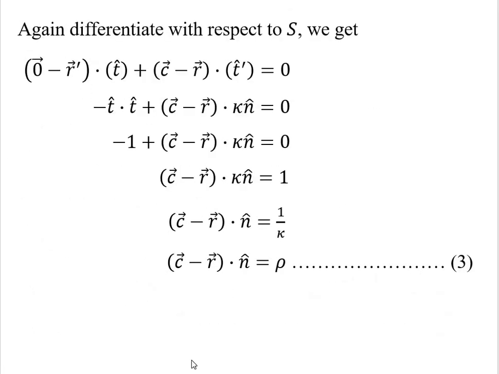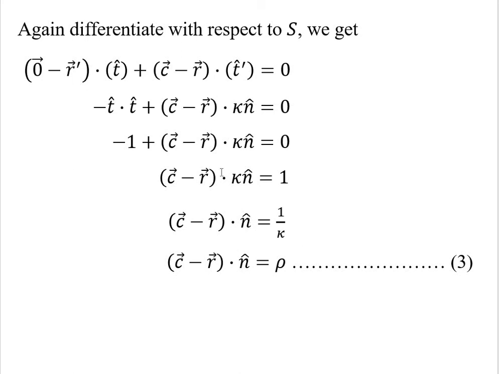So again differentiate with respect to s. We will get C vector minus R vector, where the C vector differentiation is 0, and R vector is R dash, so dot T plus (C vector minus R vector) dot T dash. R dash is the T vector, therefore minus T dot T, and (C vector minus R) dot T dash. By the Serret-Frenet formula we may write kappa n, therefore minus 1 plus T dot T, whose value is minus 1. Therefore minus 1 plus (C vector minus R vector) dot kappa n equal to 0, that is (C vector minus R vector) dot kappa n equal to 1.